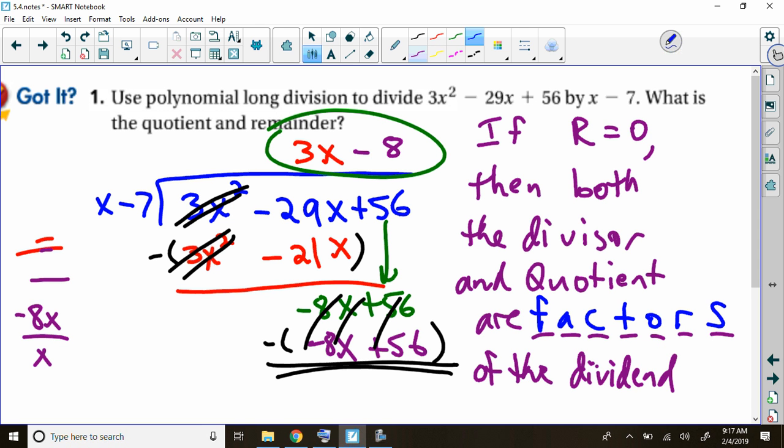So if we were to take 3x minus 8 and x minus 7 and multiply those out, that's going to equal the dividend. Because that's how division works. So if the remainder is 0, then the divisor is a factor of the dividend, and so is the quotient. That's pretty awesome. Pretty cool stuff.